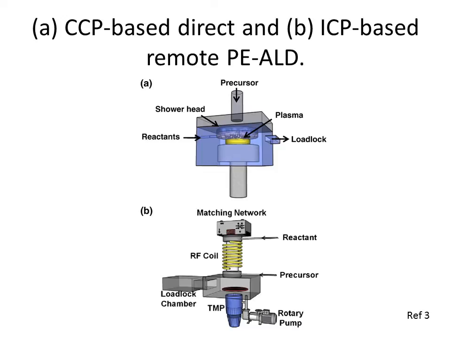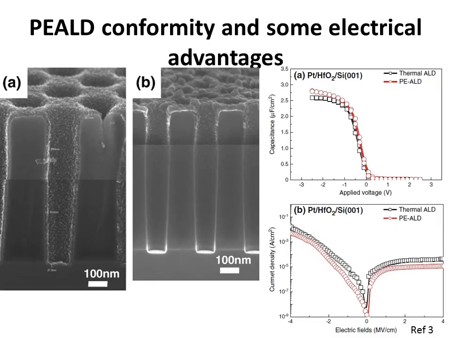In the capacitively coupled system, the plasma is made between the shower head and the stage of the chamber, where the plasma is created on top of the substrate. In the inductively coupled plasma system, the plasma is created and then passed over the substrate.